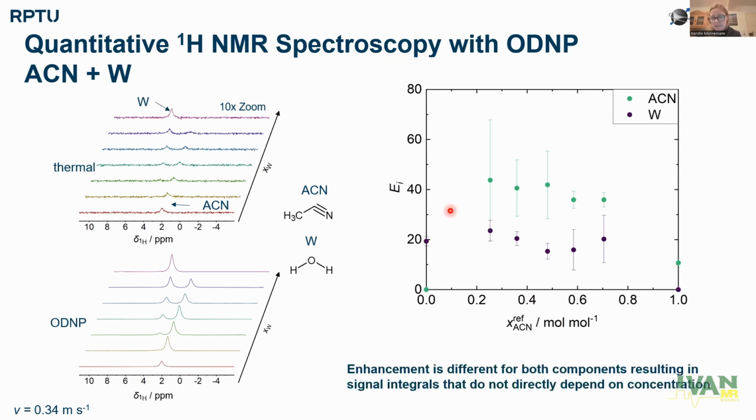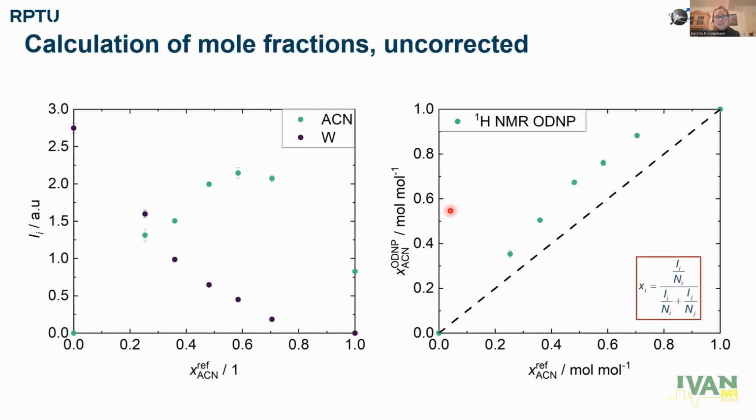And of course, that means that the signal integrals will not directly depend on the concentration. So if we would do just a normal calculation for the amount of acetonitrile, as we would do with normal quantitative NMR, we would end up with our points of acetonitrile lying over the ideal diagonal, which is the ground truth in that experiment. And that's just because the enhancement of acetonitrile is much higher than the enhancement of water.